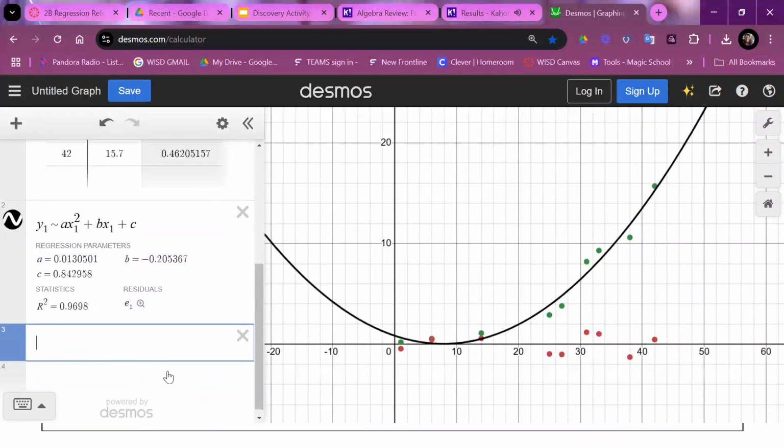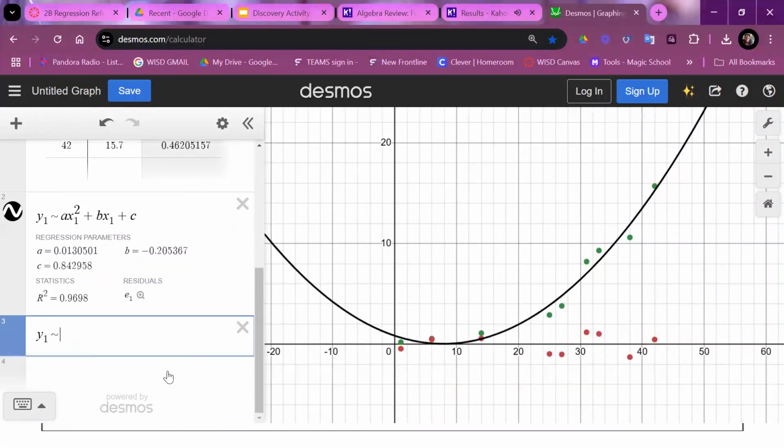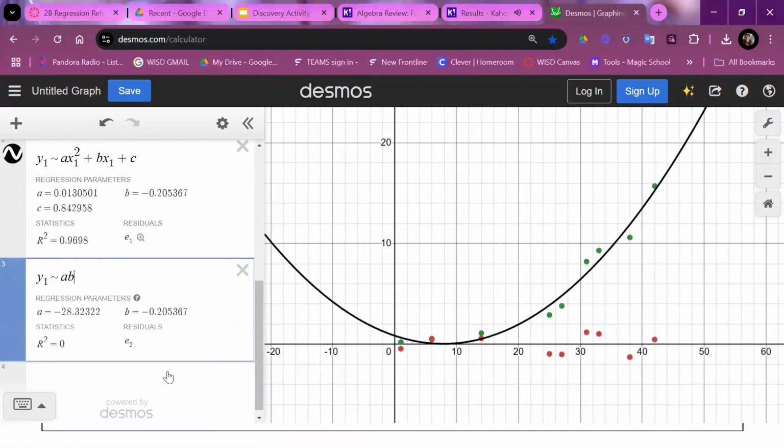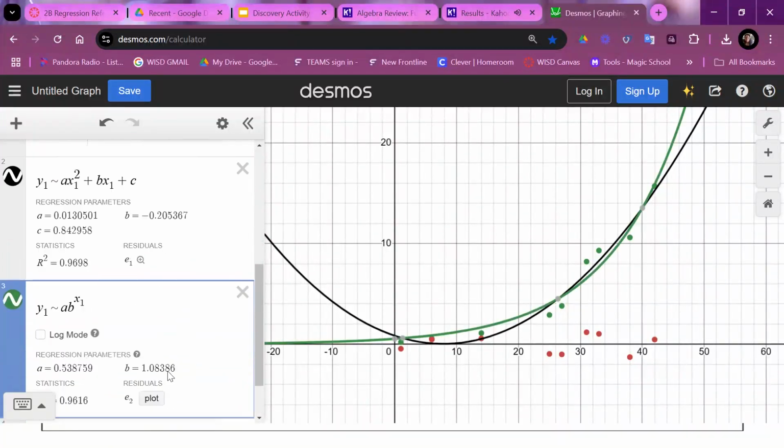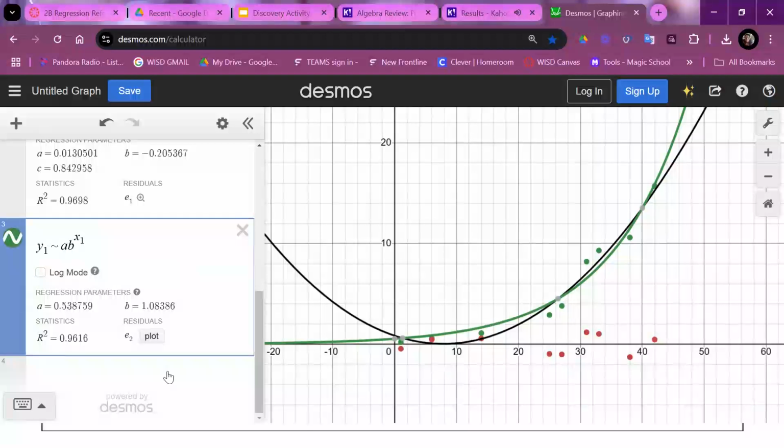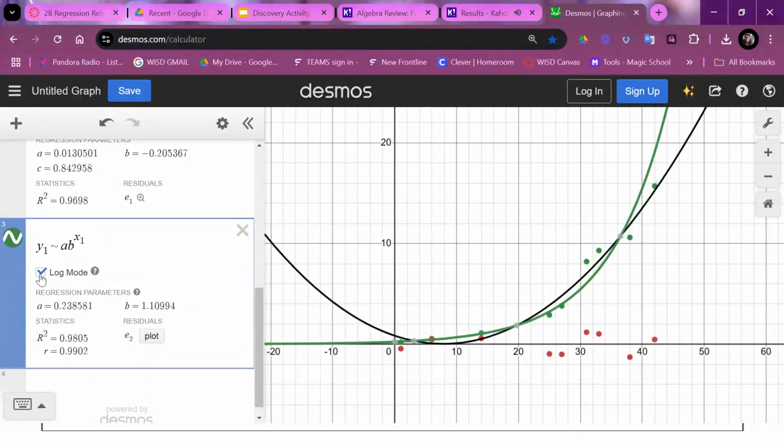Next, to do the exponential, we would have Y1 tilde, and it's AB shift 6 X1. Okay, what did I tell you in the beginning? We need to make sure what is checked? The log box. We want to make sure that this is checked.